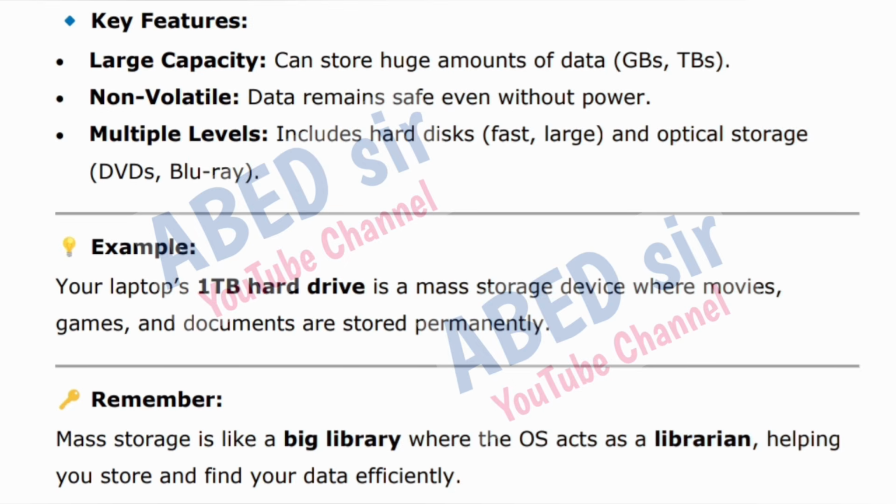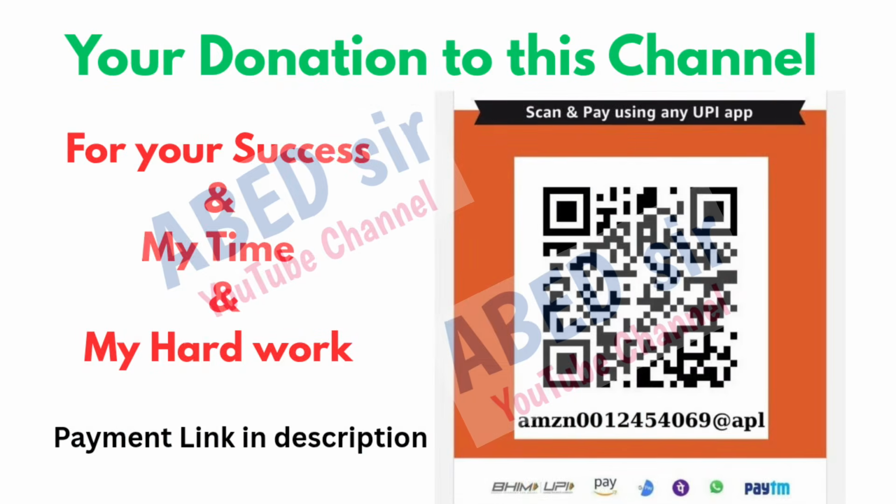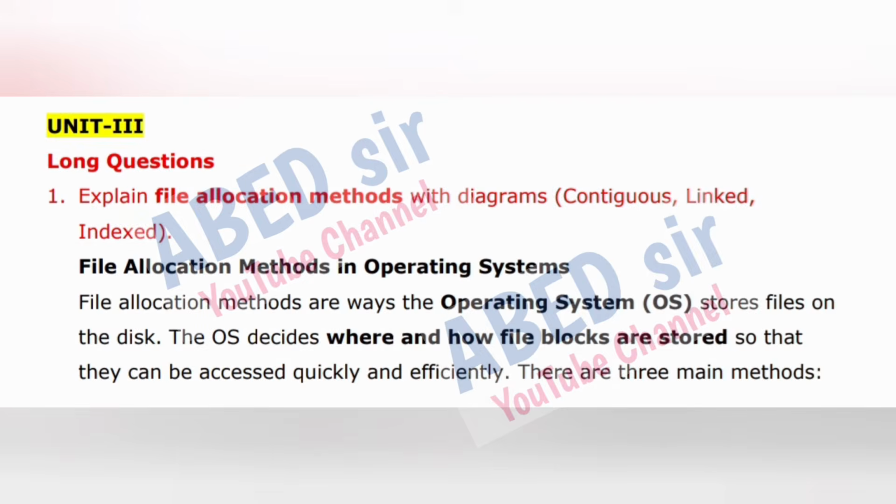Remember, mass storage is like a big library where the OS acts as a librarian, helping you store and find your data efficiently. Next, Unit 3. Long questions. First important long question is 1. Explain file allocation methods with diagrams: contiguous, linked, indexed.